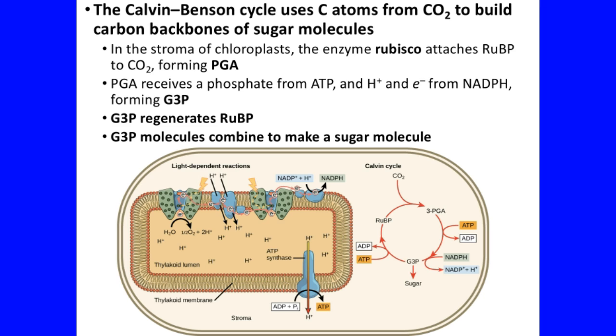One thing you're going to want to know is that the Calvin-Benson cycle uses the carbon atoms from carbon dioxide to build the carbon backbones of the sugar molecules. So here's our carbon dioxide coming in. This half to the right is all the Calvin-Benson cycle. Once again, it's occurring in the stroma of the chloroplast. Our carbon dioxide coming in is going to be broken down through a series of reactions, as you can see. Right here, ATP is being broken down into ADP, which is a release of energy. We also have NADPH being broken down into NADP plus and an extra hydrogen ion.